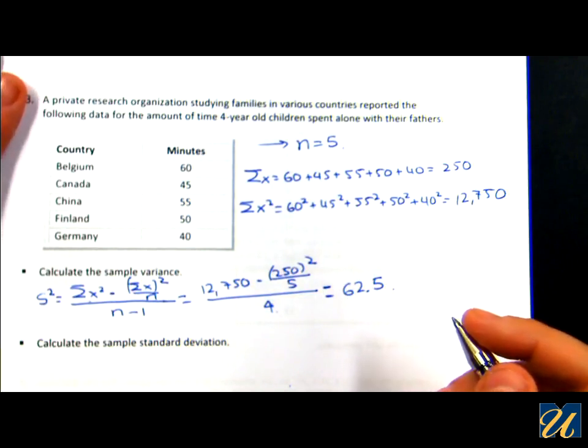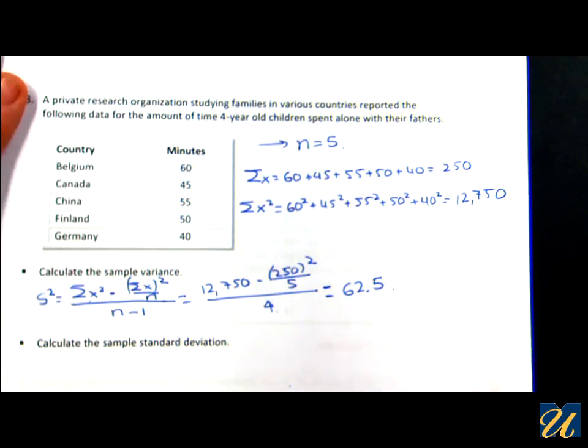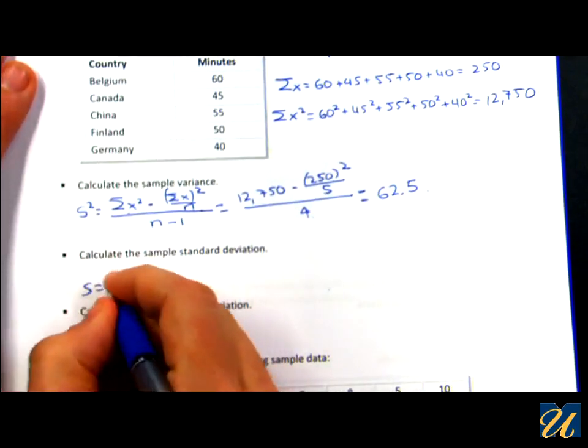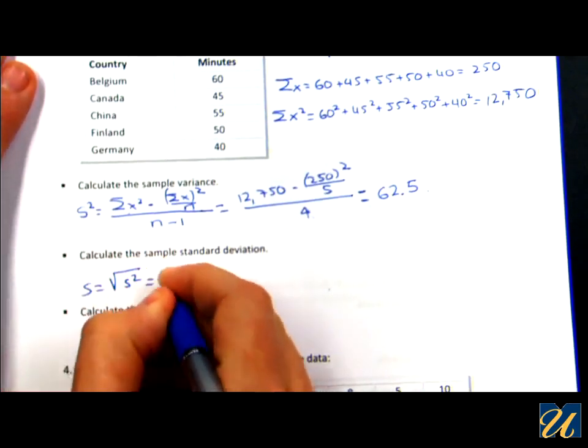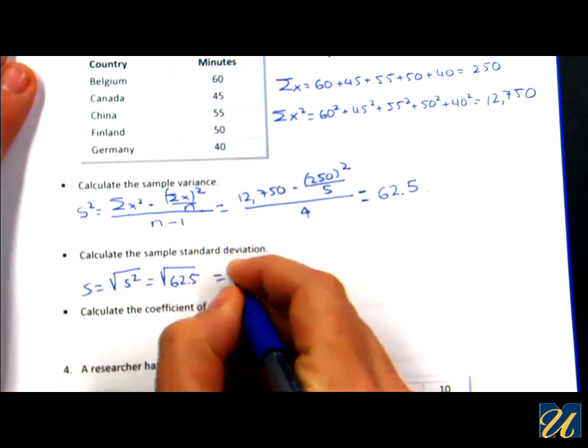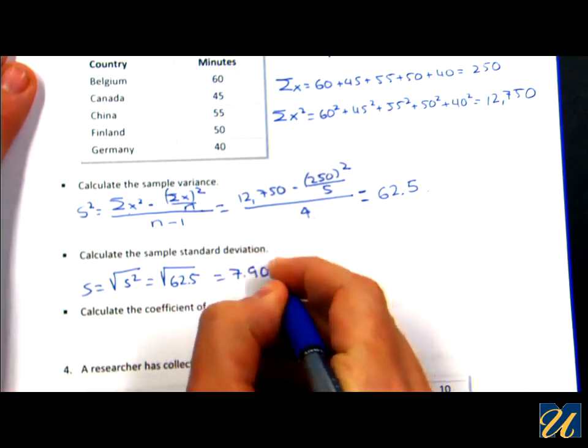Calculate the sample standard deviation. All I need to do, S is equal to the square root of the variance, square root of 62.5. This would be 7.906.